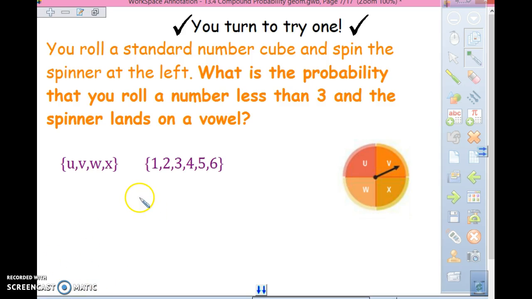You roll a standard number cube and spin the spinner at the left. What's the probability you get a number less than 3 and the spinner lands on a vowel? So getting a number that's less than 3, your favorable outcomes would be 1 and 2. On the spinner, a vowel would be U. So and means we're going to multiply. So a number less than 3, we have 2 out of 6. A vowel, we have 1 out of 4. We can cross cancel, and we get 1/12.